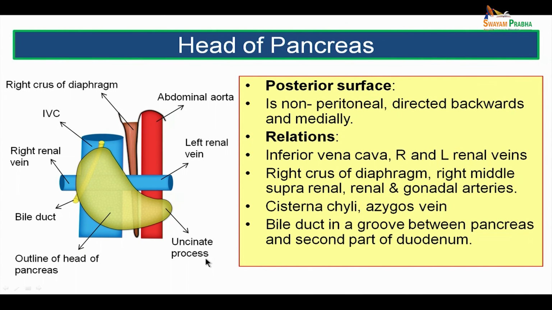The posterior surface of the head of pancreas is non-peritoneal. It is directed backwards and medially, and it is related to the inferior vena cava, the right and left renal veins, right crus of diaphragm, the right middle suprarenal, renal and gonadal arteries, the cisterna chyli, azygous vein and the bile duct, which is seen in the groove between the pancreas and the second part of duodenum. These are the posterior relations of the head of pancreas.